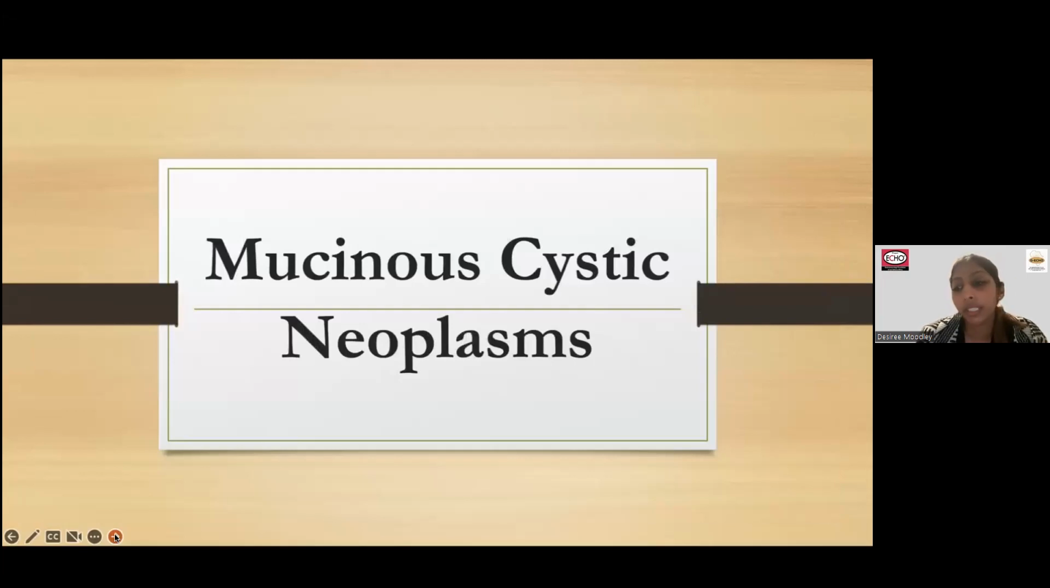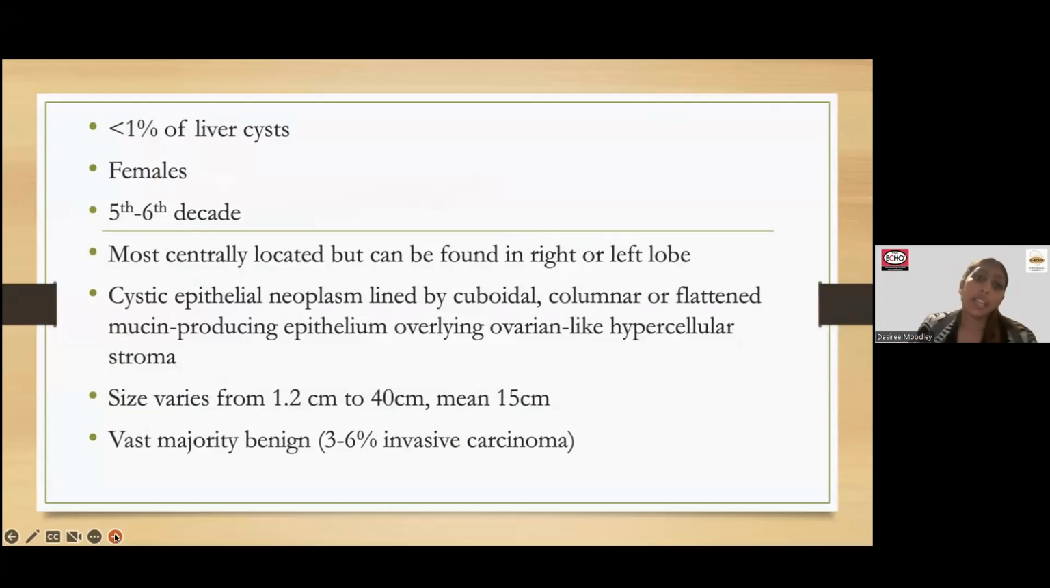Okay, so that's it for the non-malignant cystic lesions. Now we move on to mucinous cystic neoplasms. So these are very, very rare, less than 1% of all liver cysts. Seen more commonly in females in the 5th to 6th decade. Most of them are centrally located, but they can be found in the right or the left lobe.